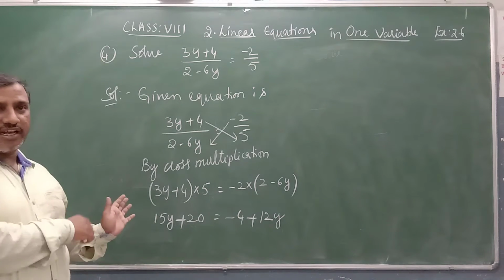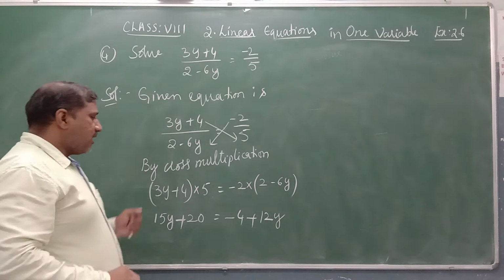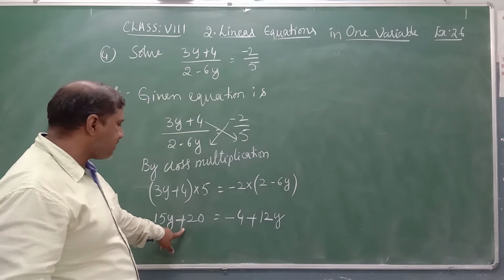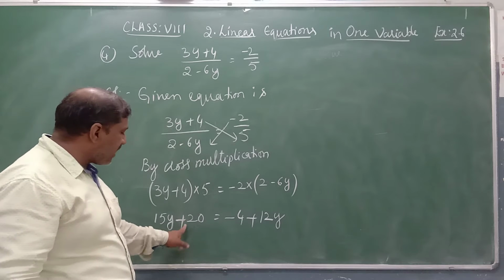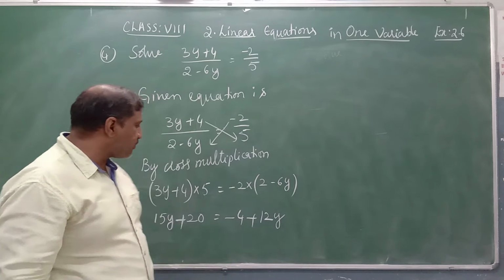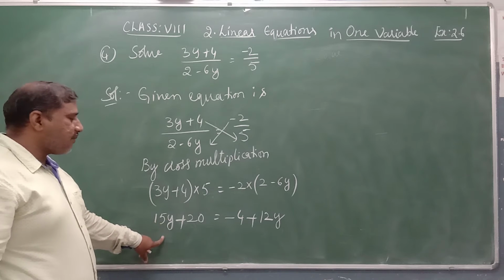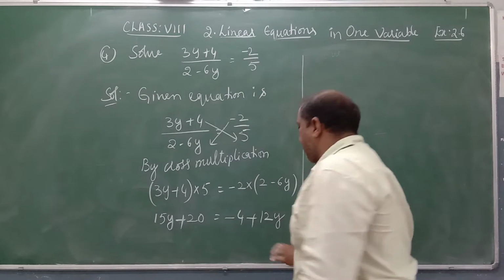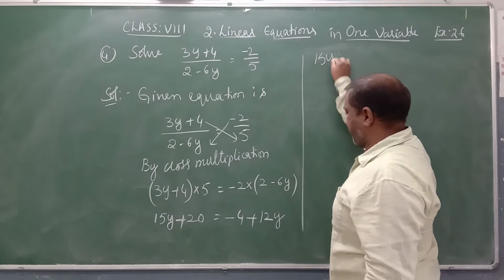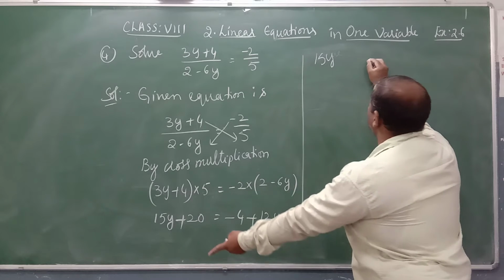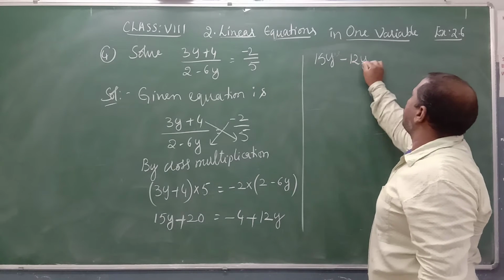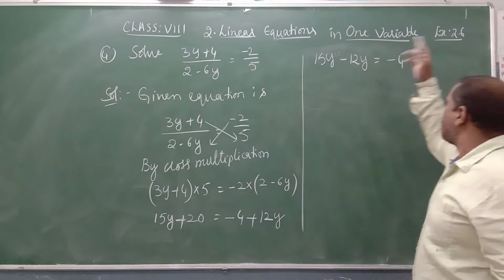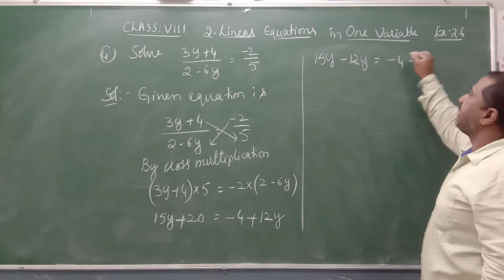Now transpose all variables to one side and constants to the other side. On the right hand side we have +12y. Transpose +12y to the LHS, and +20 from the LHS should be transposed to the RHS, so we get -20. Now on transposing, 15y, so +12y when transposed to LHS becomes -12y, equals -4, and transposing +20 to RHS it becomes -20.